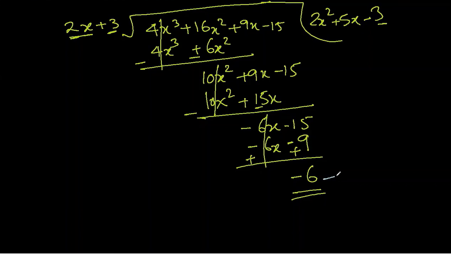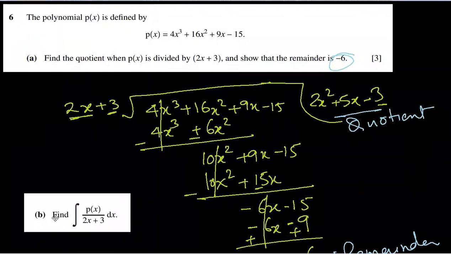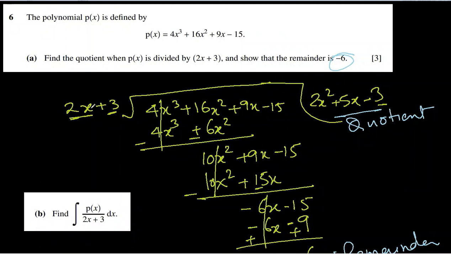Let me show here. This is remainder which they wanted us to show, minus 6. And this is quotient which they asked us to find out. Here is the B part. So find the integration of px, which is this, divided by 2x plus 3, this.